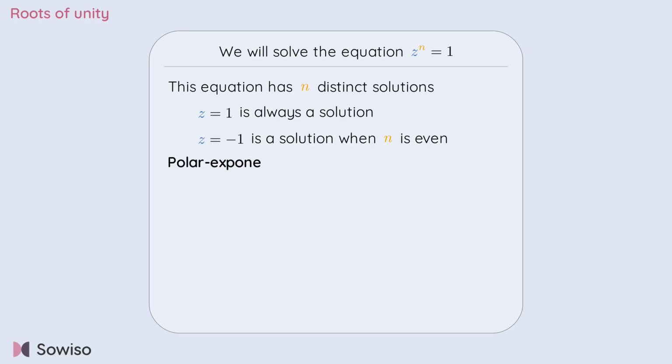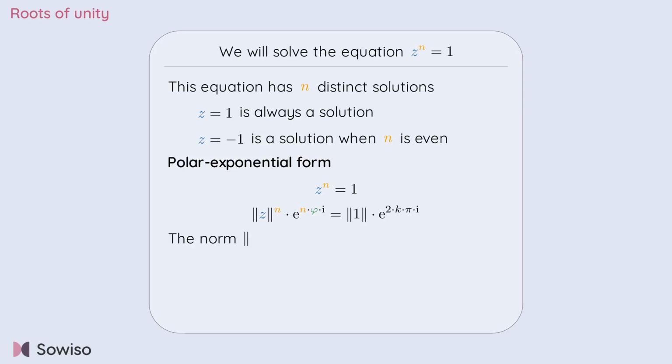By rewriting the equation using the polar exponential form, we get the following equations. We can write z^n and 1 in polar exponential form like this. Remember that k can be any integer. We can apply de Moivre's theorem to the left side of the equation to distribute the power of n.